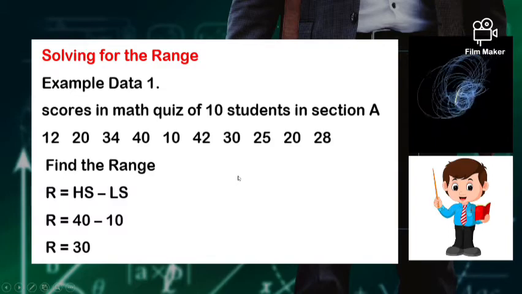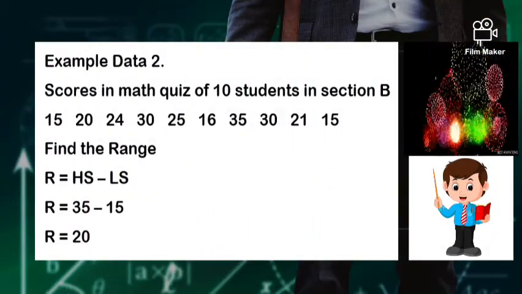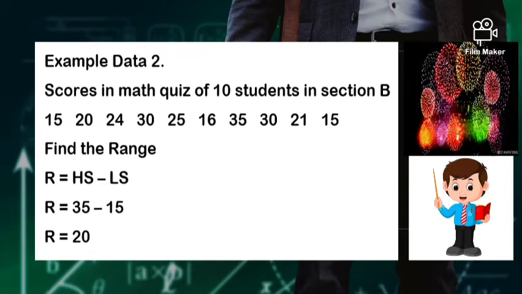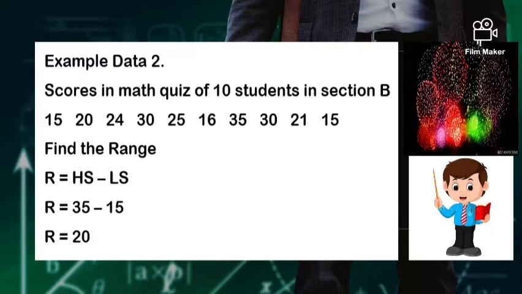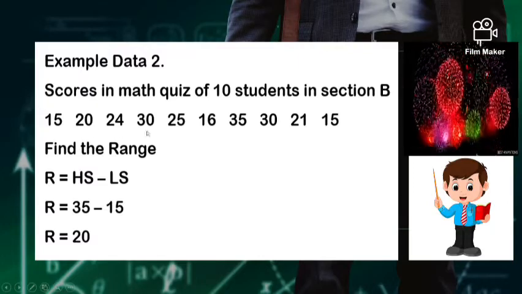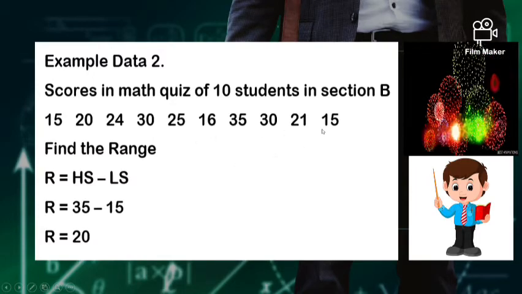We'll check another data. For example, we have here scores in a math quiz of 10 students, but now in section B. In section B we have the scores 15, 20, 24, 30, 25, 16, 35, 30, 21, and 15.